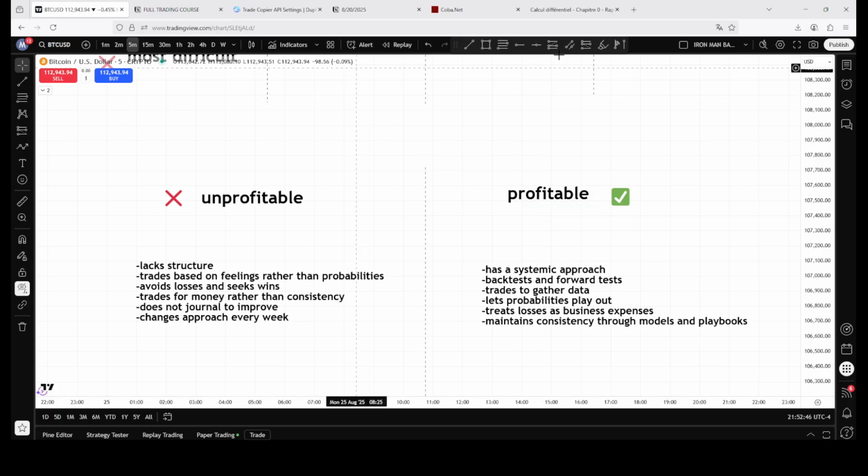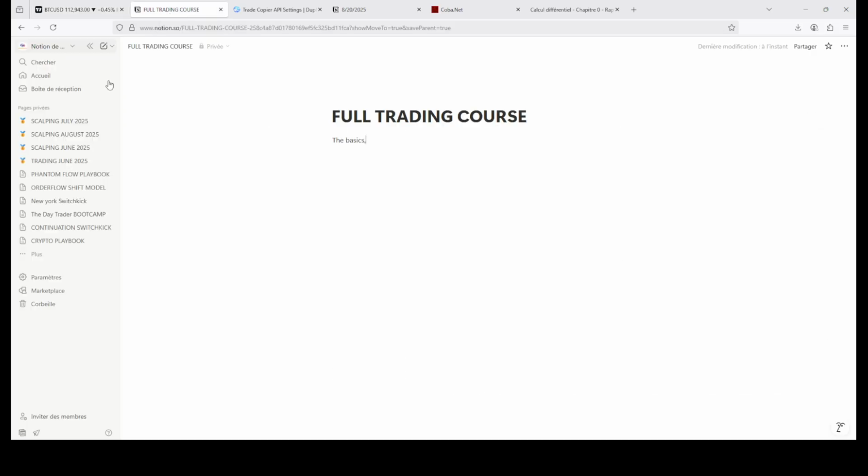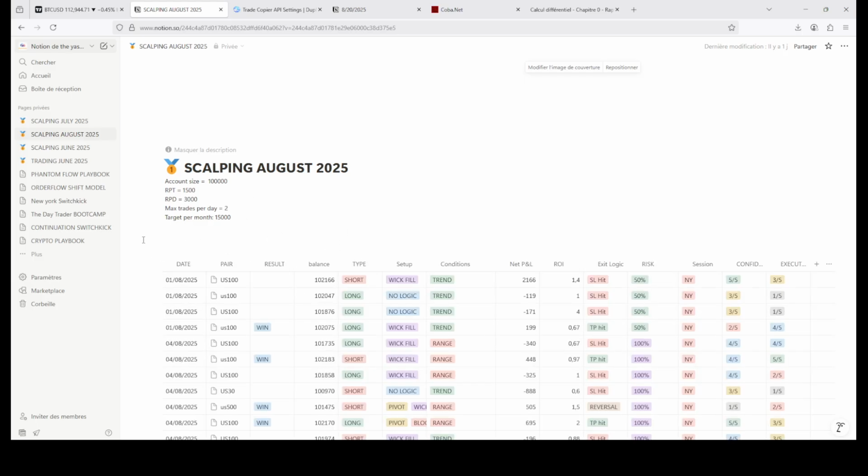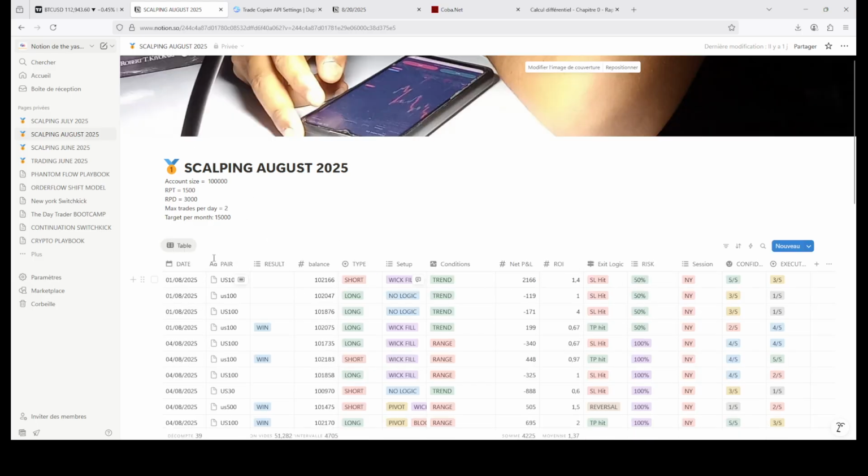Let me just show you guys my journal for August. Month to month, you're going to see it takes a while to load because I have a million trades and there's so many different types of data I'm gathering. As you can see, I'm gathering the pair I'm trading on, if it's a win or a loss, and the type of trade I took, what was the setup. So those are my different setups. And then you have the conditions.